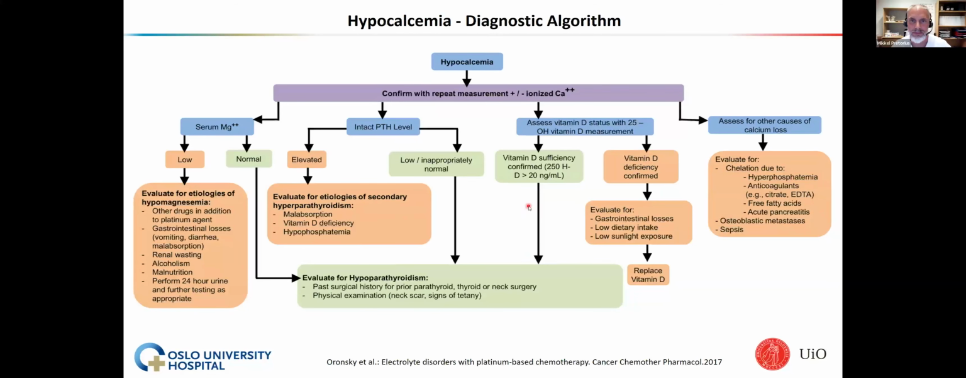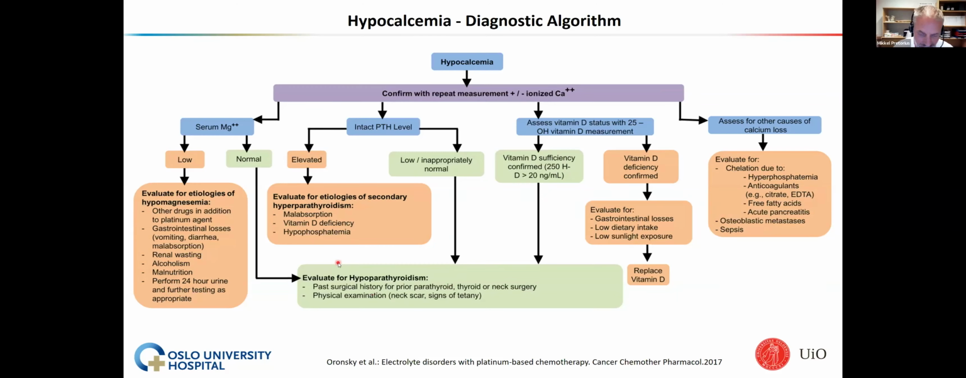Over to hypocalcemia. There are a lot of diagnostic possibilities here, but I would say that for endocrinologists, often we don't actually deal with renal or gastrointestinal disease, and most of the time, the GPs will handle an isolated vitamin D deficiency. So for us, most of the time, we are working in the green fields here with normal magnesium, low or inappropriately low PTH, and normal vitamin D. And then we are in the land of hypoparathyroidism.